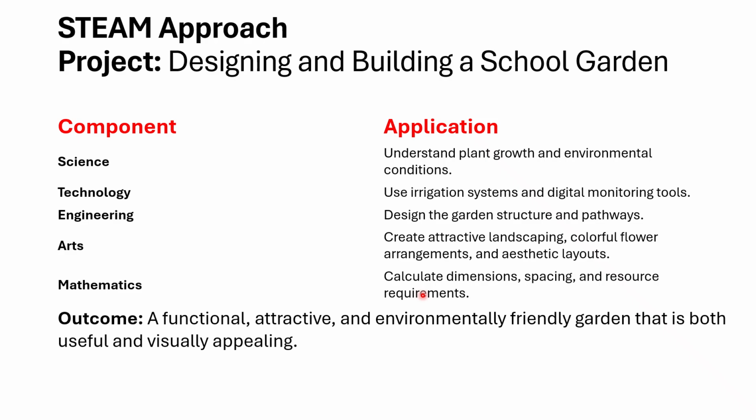Coming to the mathematics, as I already told in STEM, it is generally used for making the calculation, dimension, spacing, and resource requirements. So we look at the outcome of a STEAM approach. A STEAM approach gives a functional, attractive, and environmentally friendly garden that is useful and visually appealing. Whereas in the STEM approach, we are not bothering about the creative and attractive type of school garden. Whereas in the STEAM approach, we can make a garden which is more attractive, functional, and environmentally friendly, and also has visual appeal. Right? That is the difference between a STEM and STEAM approach.